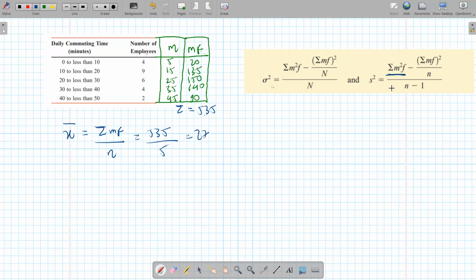M squared. Okay, let's do m squared. So 25, 225, 625, and I don't know from 35. 35 squared is 1225. 45 squared is 2025. Okay, cool. Okay, we have m squared. What's next?